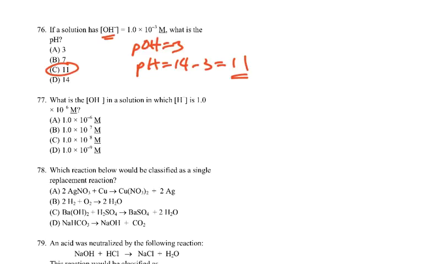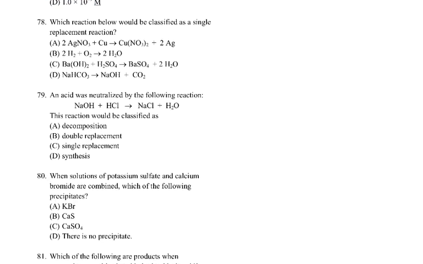Okay, what is the OH in a solution in which H plus is 1 times 10 to the minus 6? Well, if this is 1 times 10 to the minus 6, okay, which is a pH of 6, this guy must be 8. So this is 1 times 10 to the negative 8 for the OH minus. And that is answer C. Because when you multiply together, you get 1 times 10 to the minus 14.